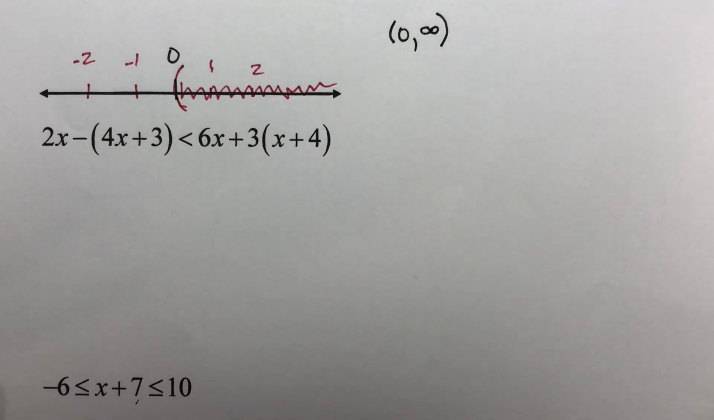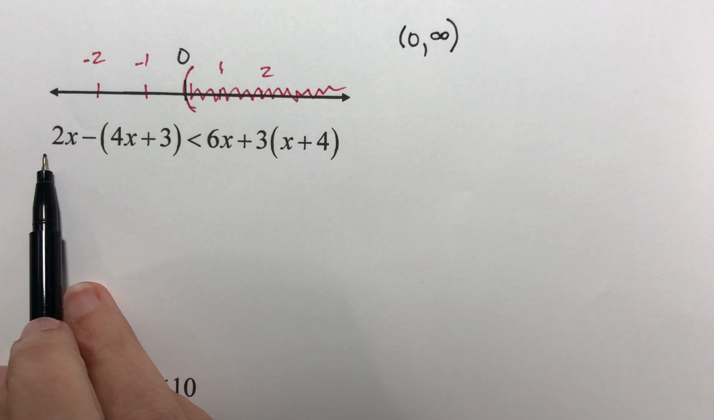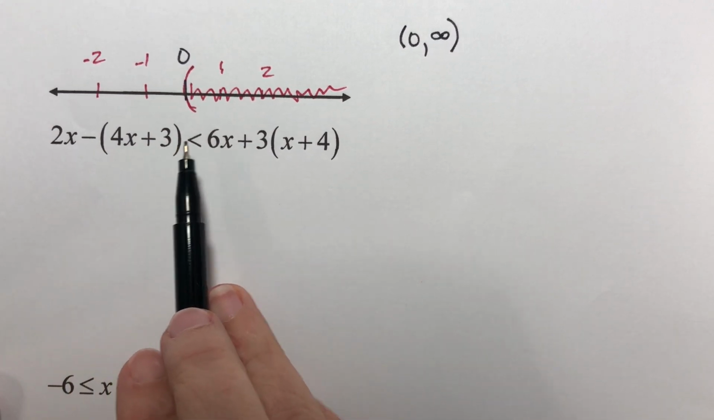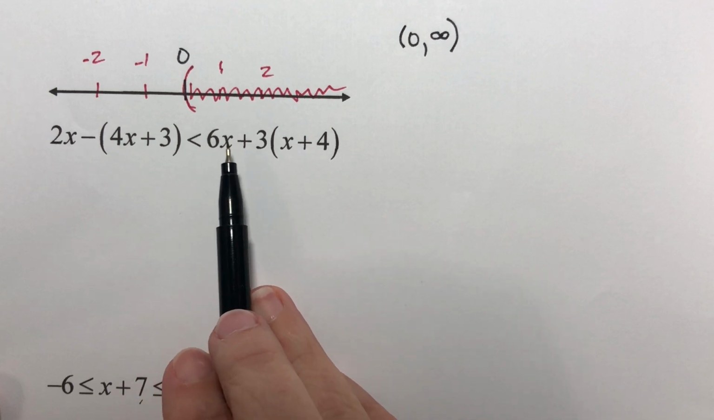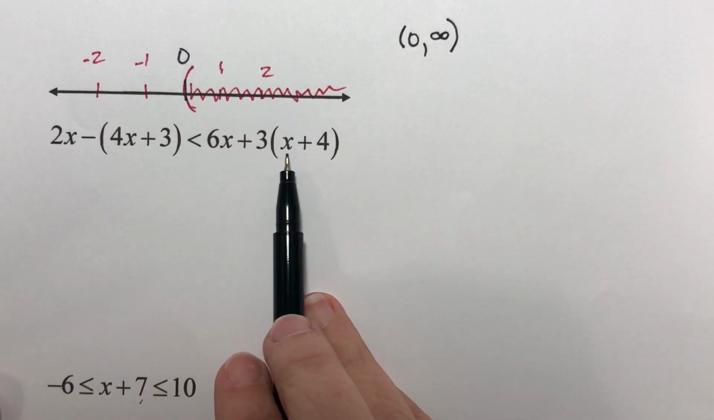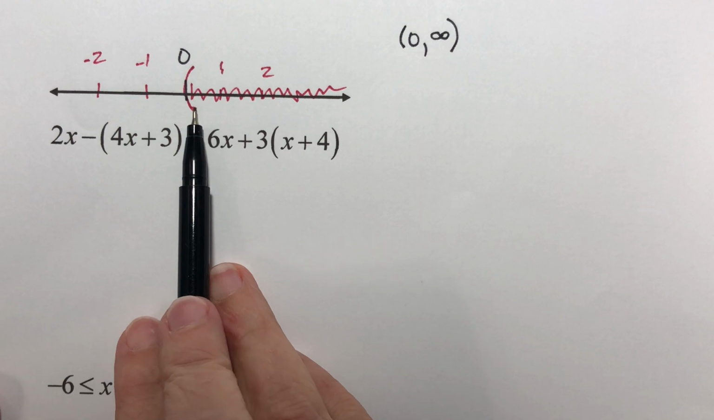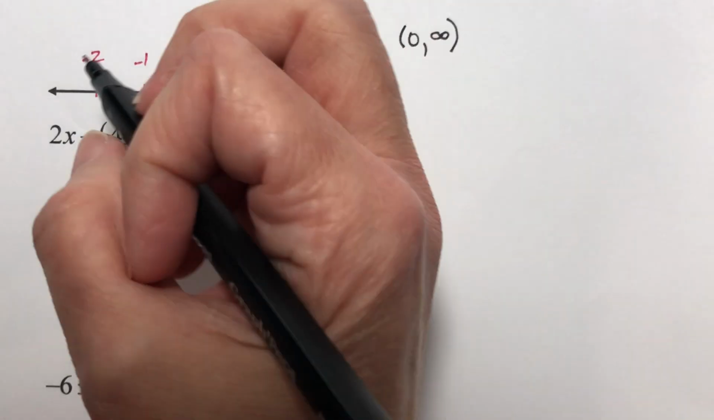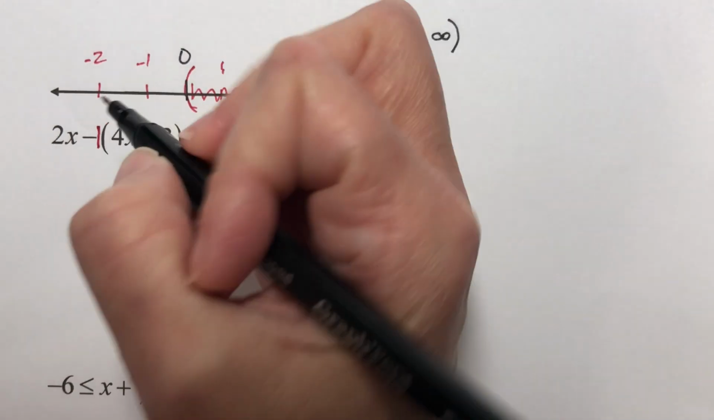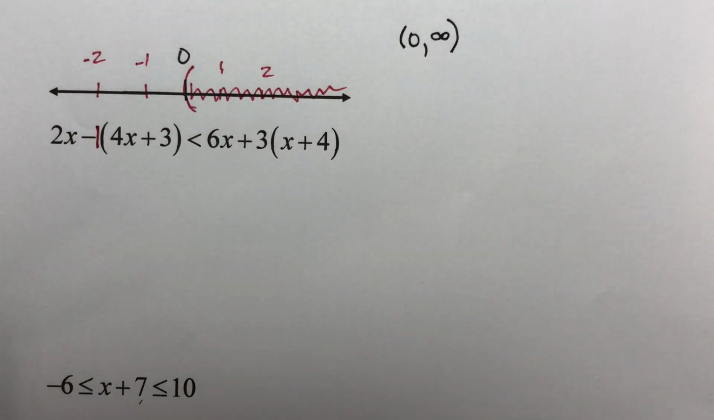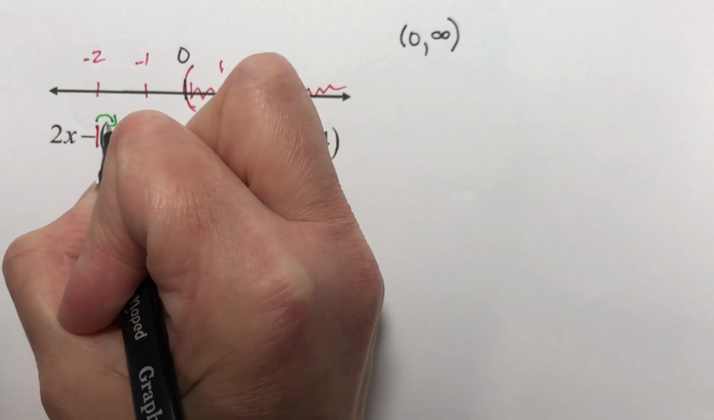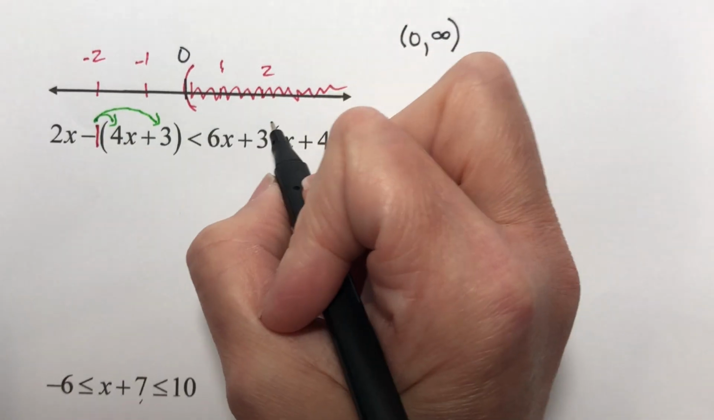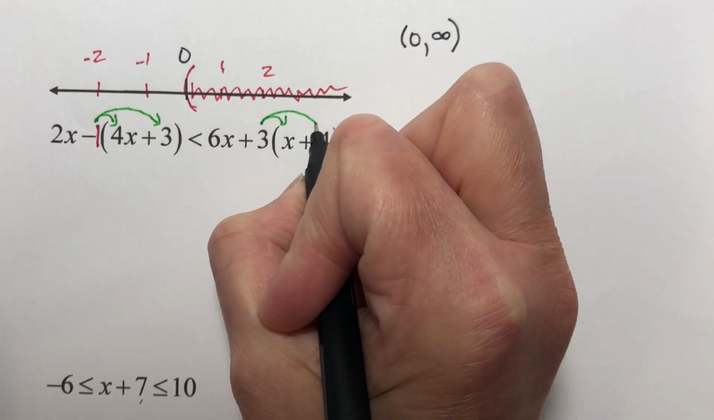Okay, this problem: 2x minus parentheses 4x plus 3 less than 6x plus 3 times x plus 4. If this is an equal sign, we have distributions to do. To simplify it, that does not change. Remember, that's a negative 1 there. So we have to remember to distribute a -1 through here, which is going to change both signs. Here I need to distribute a +3.